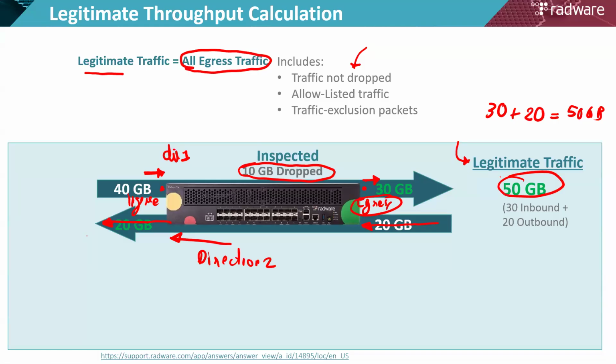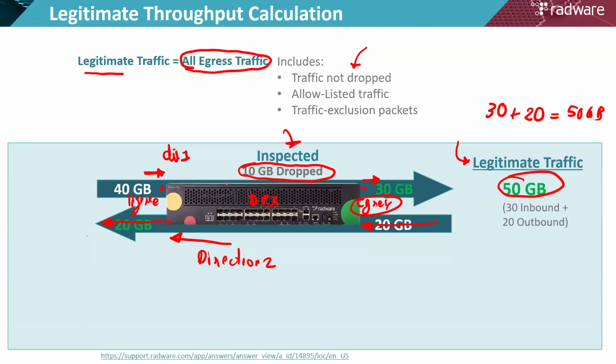This is how you calculate the amount of legit traffic that you are having within your organization. And based on that, you can select the relevant throughput capacity on the Defense Pro. So this is when you are using the Defense Pro in inspection mode.